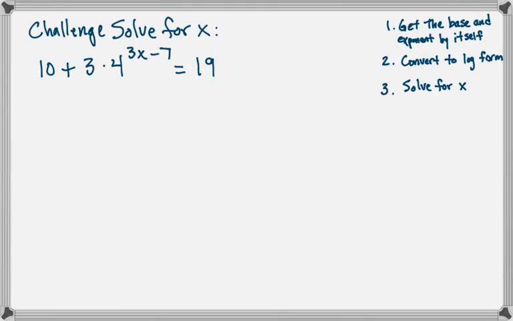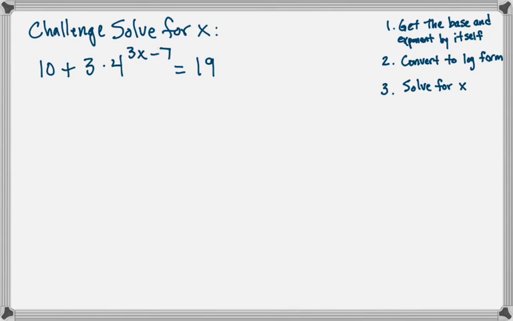For this last example, we're going to solve this challenging exponential equation. First thing we want to do is try to get the base all by itself. And the base on this one is 4. That's what's being raised to an exponent. So there's your exponential equation. So we've got to try to get that part all by itself. So I'm kind of visualizing how I would get this part by itself. I've got an extra 10 right here and an extra 3. So I'm going to get rid of both of those.